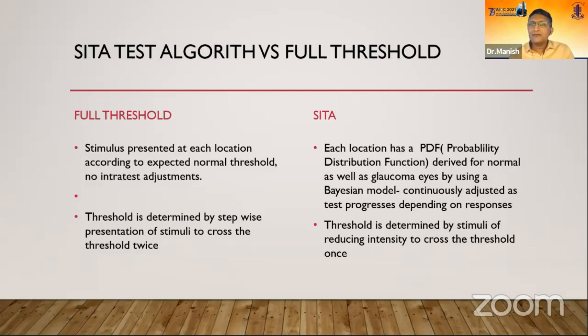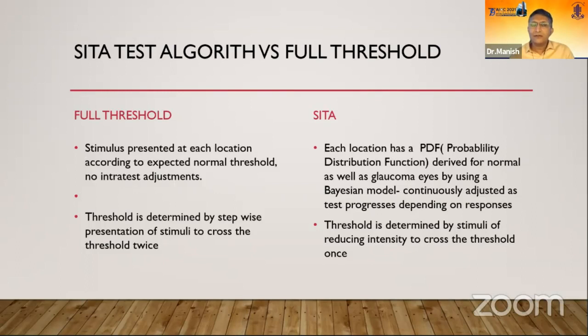Whereas in the SITA test, you have the PDF, that is the probability distribution function, which is derived from well-known glaucoma eyes, and using a Bayesian mathematical model, it is continuously adjusted during the test. So you have to test fewer stimuli at each point to get the threshold. So that is a smart modification.